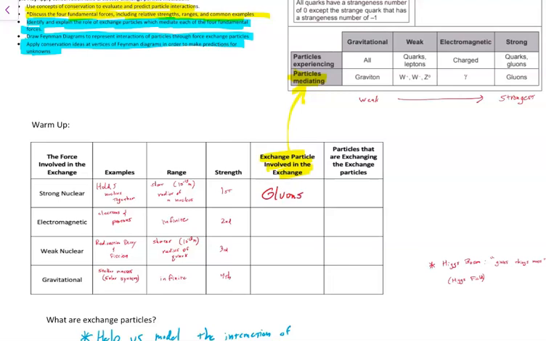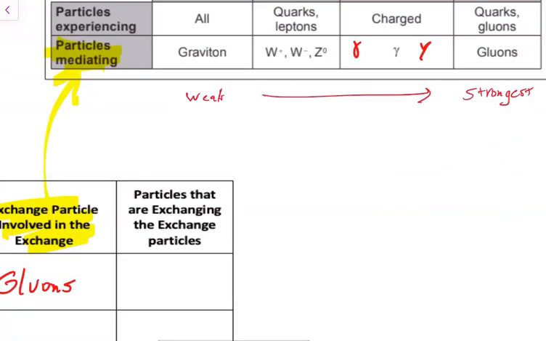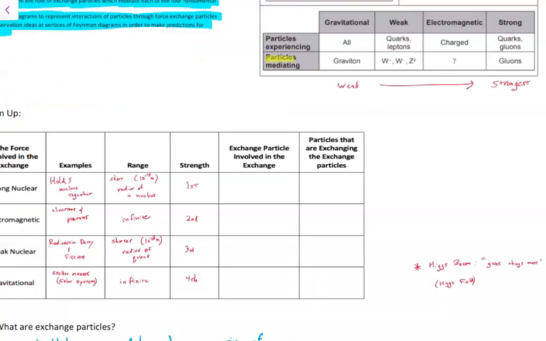For electromagnetic, in our data booklet, it shows this symbol. We've been drawing the symbol like this. I do little Y's, but you don't need to know that. Either way, these are the particles that are mediating the forces. So whenever it's asked which exchange particles are involved, those are the particles that are mediating the forces.